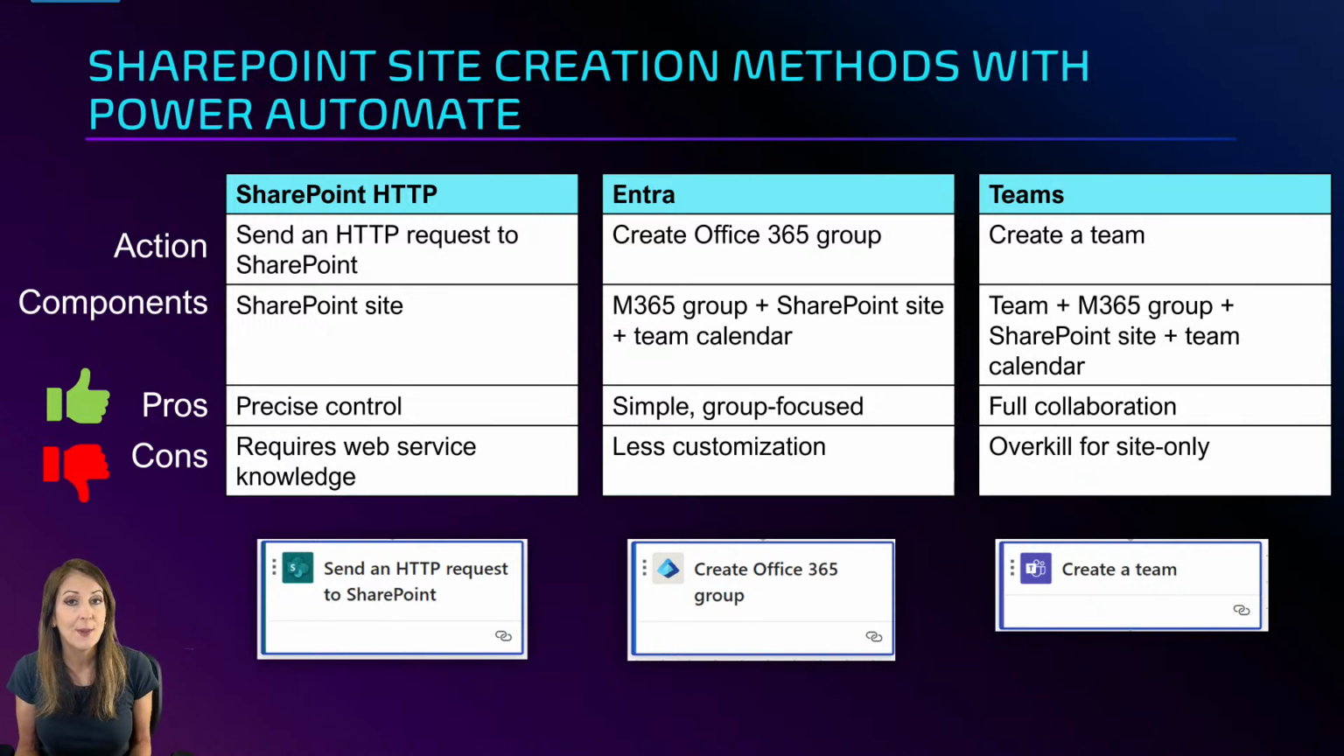One of the good things about the create a team action though, is it actually does let you pick whether you want it to be private or public. So if you want to be able to pick whether it's private or public, you have to create a whole Microsoft Teams team. But if you don't need a team and you just want to create the group, then you'd have to go the extra step after the group's created to go to that group's settings and change it to private.